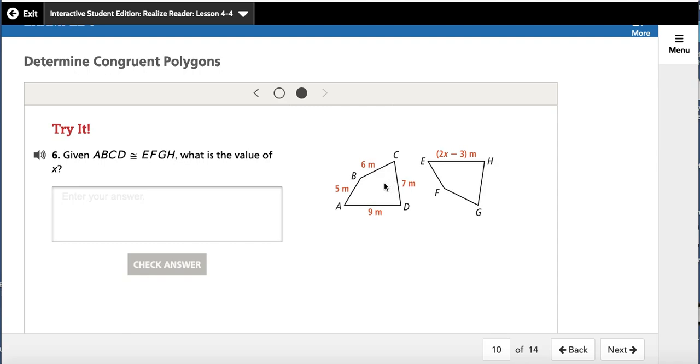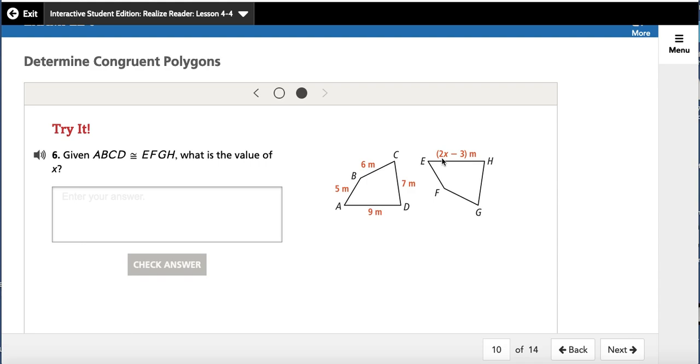So we know this is congruent to that. That means all the corresponding parts are congruent. What is the value of x? Well, I don't see an x here. I see 5, 6, 7, and 9. But over here, I have 2x minus 3. So I need to pair that up with whatever side it should be paired up with.